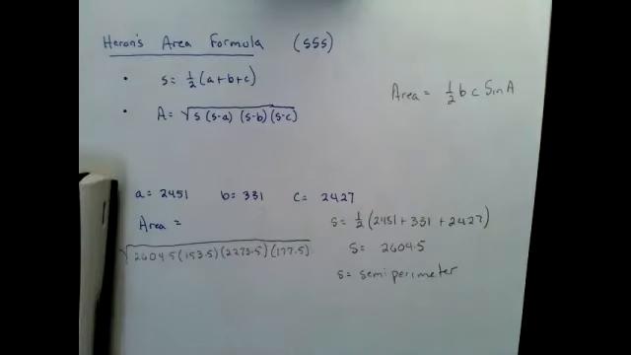Second x squared is going to give me the square root of parentheses 2604.5 times 153.5 times 2273.5 times 177.5.